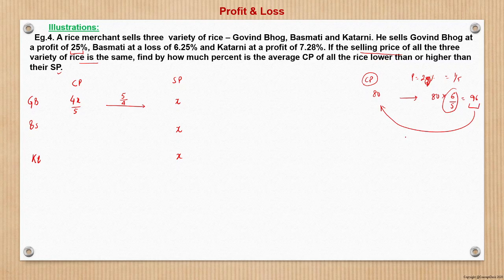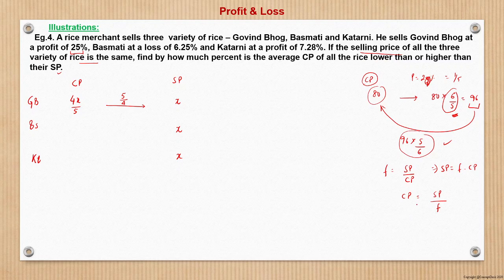So 80 we will obtain by 96 into 5 by 6. 96 into 5 by 6 gives 80, and 5 by 6 is just the reverse of the original multiplying factor, right? The multiplying factor was SP upon CP, right? So here we say SP is equal to F into CP. Now if we have to find CP from SP, it will be SP upon F. So if F was 6 by 5, to obtain CP we multiply the SP by 1 by F, which is 5 by 6, right? This is one approach. Otherwise we have also learned the formula.